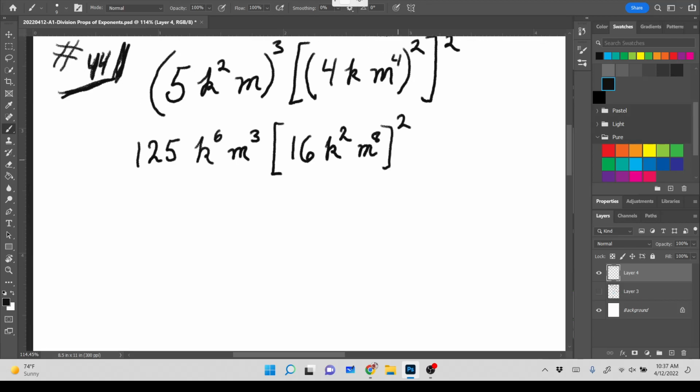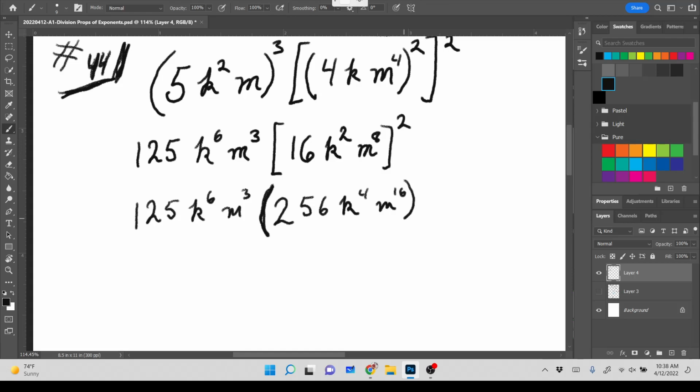And then now we're going to distribute the 2. Okay, so we do what's 16 squared? 256. K to the 4th, m to the 16. M to the 16. That's right.